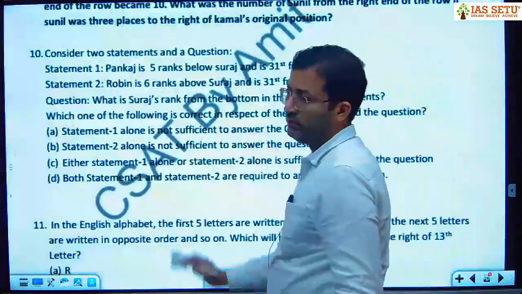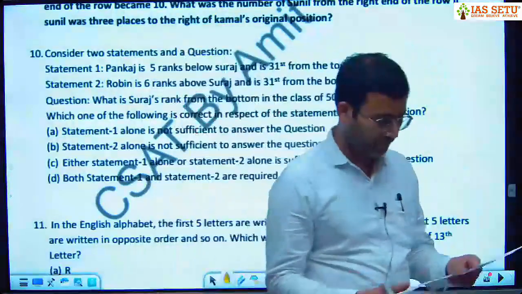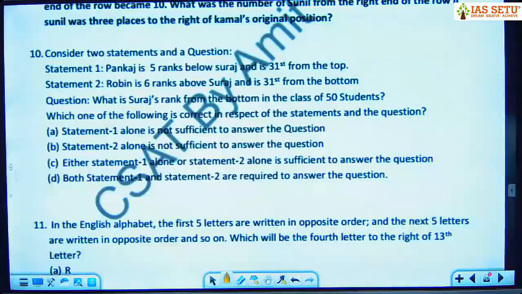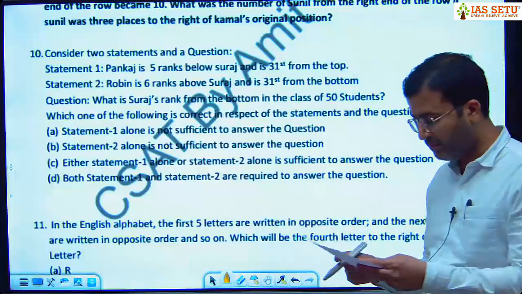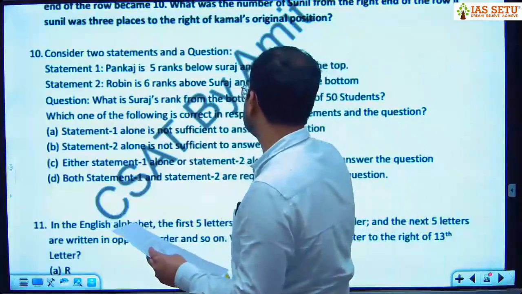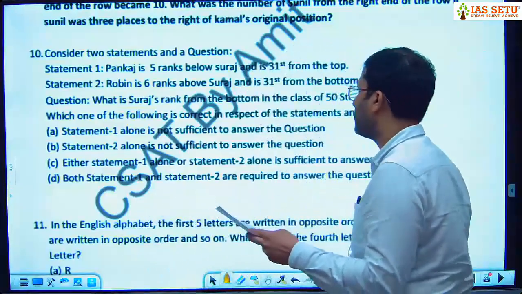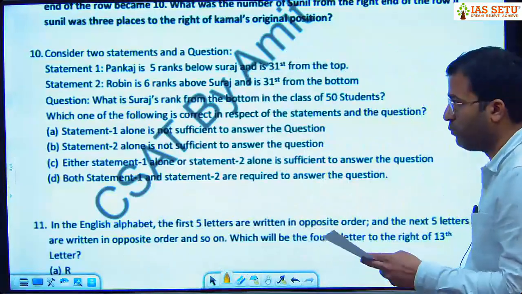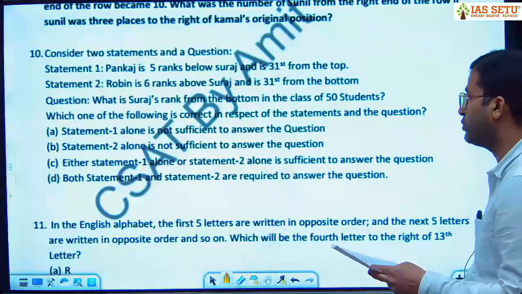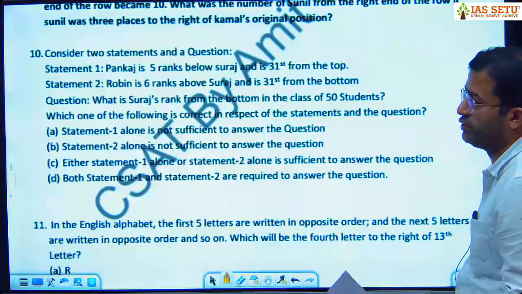Okay, question number 10. Fine. Consider the 2 statements and a question. First statement, Pankaj is 5 ranks below Suraj and is 31st from the top. Robin is 6 ranks above Suraj and 31st from the bottom. Question is, what is Suraj's rank from the bottom in a class of 50 students? Then this is given.